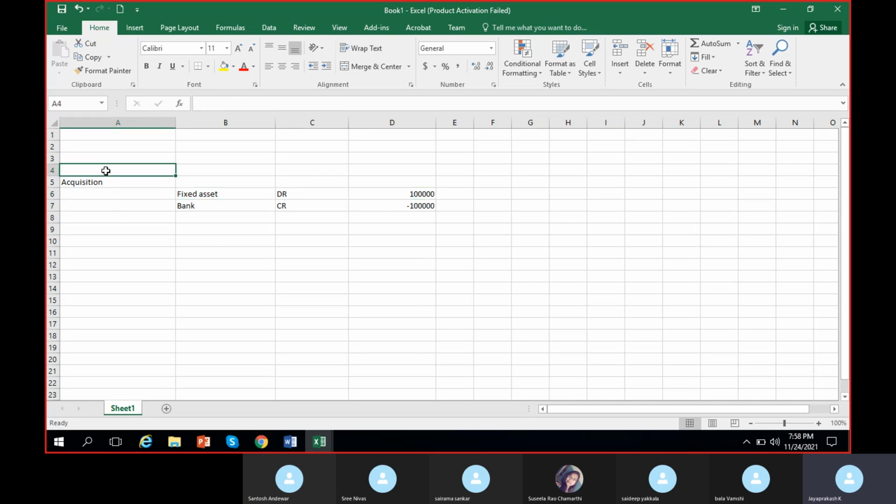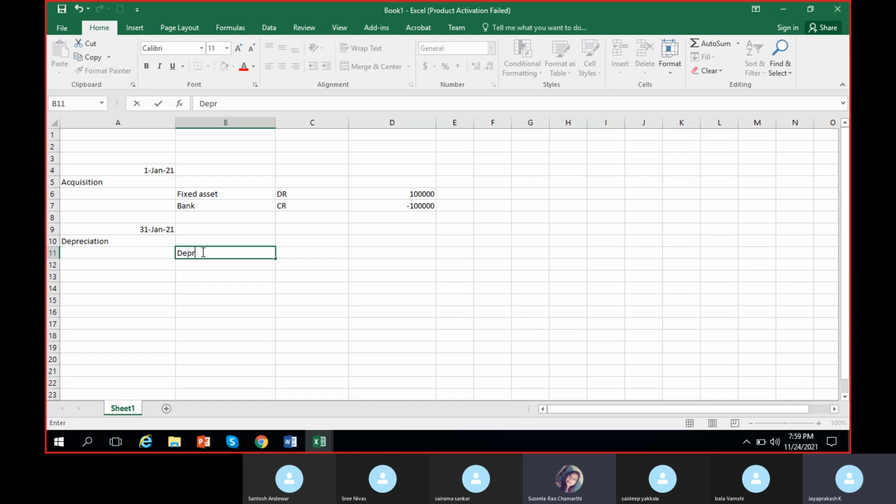Let's assume that we have bought it on 1st of January 2021. Then every month we'll have a depreciation entry, right? So on 31st January 2021, we have a depreciation entry. What is the entry for depreciation? Depreciation expense account will be debited and accumulated depreciation account will be credited.